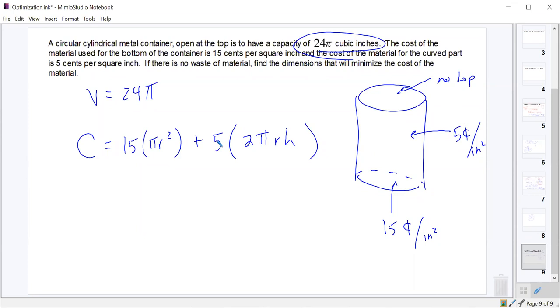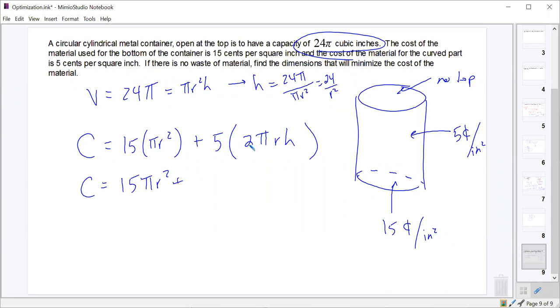Okay. And the problem, once again, is we have r's and we have h's. So our volume, which is 24 pi, is equal to the volume of a cylinder, pi r squared h. So I could resolve this: h equals 24 pi over pi r squared, or 24 over r squared. Good or no? Yes.